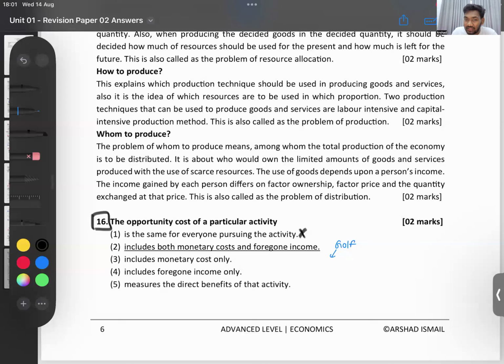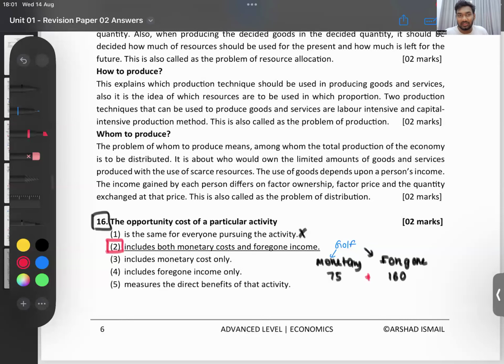So remember in our golf example, when you went and played golf, there was a monetary cost. What was your monetary cost? You had to pay 75 rupees. In addition to that, there was also a foregone income. Because you went and played golf, you couldn't work. You had to sacrifice 160 rupees there. So opportunity cost is the addition of both of these. Not just the foregone income, not just the monetary cost. Opportunity cost is the combination of both foregone income and monetary cost.